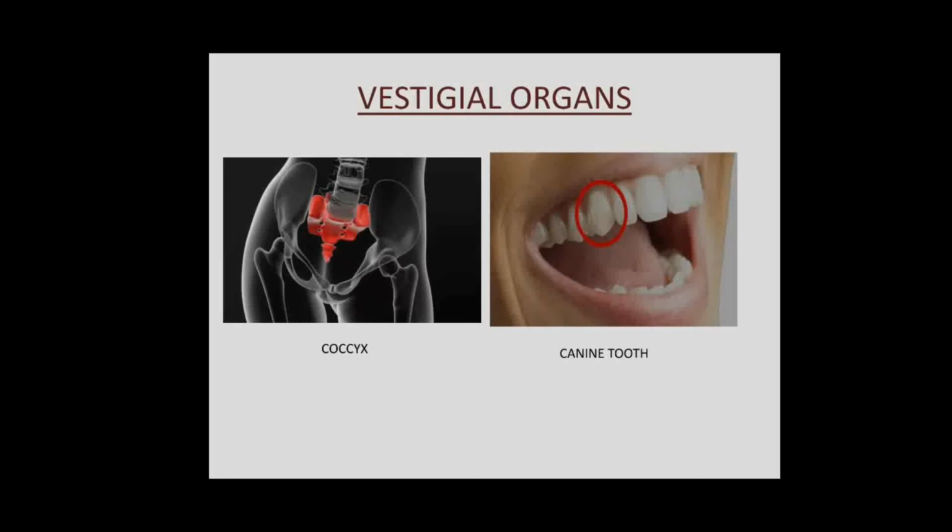Another example is the canine tooth or the wisdom tooth, which is non-functional and reduced in humans, but in carnivores it is functional and it is used for tearing the flesh.